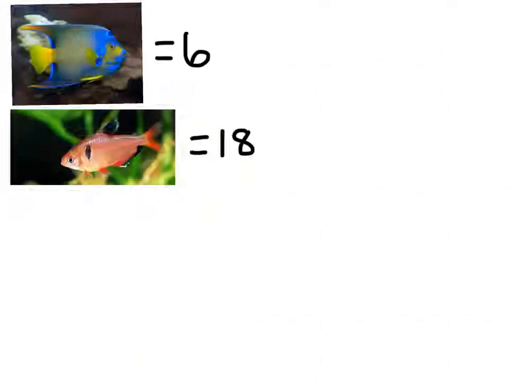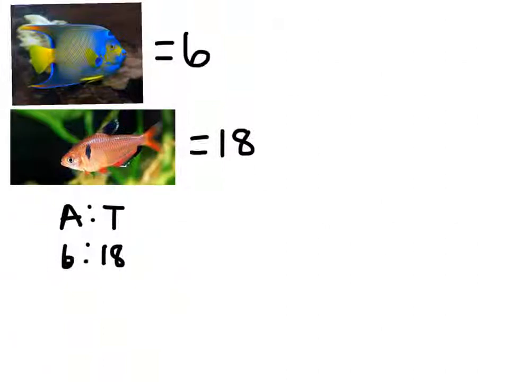An aquarium has 6 angelfish and 18 tetras. Find the ratio of the number of angelfish to the number of tetras in the aquarium. So the ratio of the number of angelfish to the number of tetras would be written like this. Angelfish to tetras would be 6 to 18.